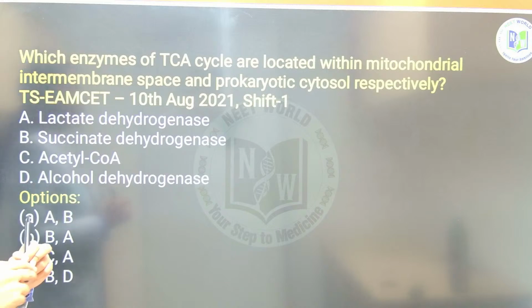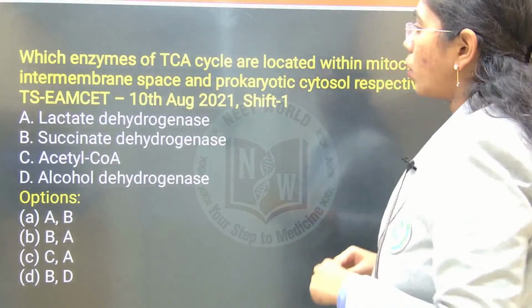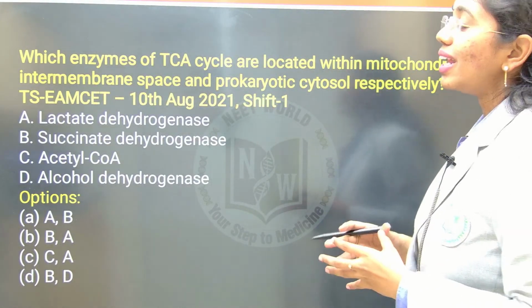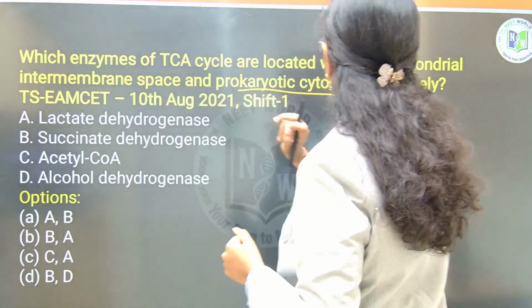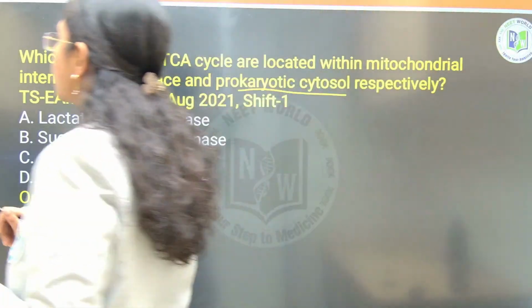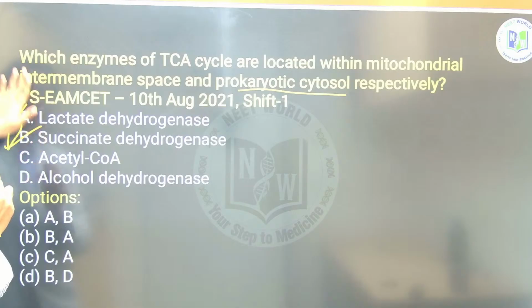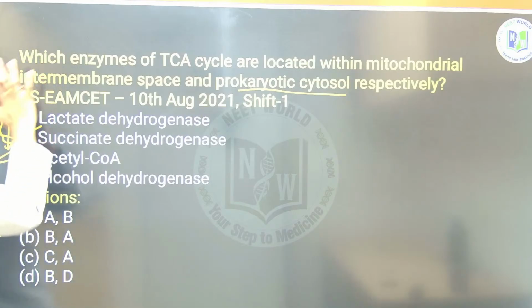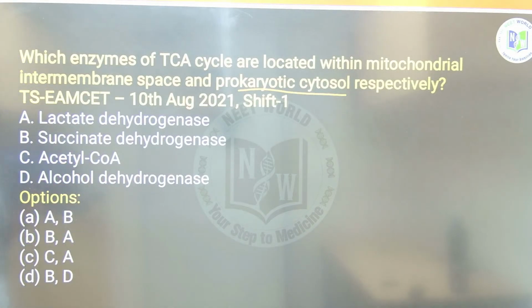Which enzymes of the TCA cycle are located within the mitochondrial intermembrane space and prokaryotic cytosol, respectively? What are those enzymes which are present? So here if you see lactate dehydrogenase, no, it is not present. Succinate dehydrogenase, just a second. Look at the question carefully first, analyze it for a minute and then we will go for the answer.